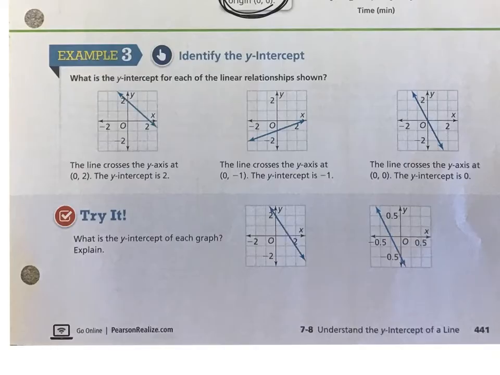Example 3 is identifying the y-intercept by inspection. So in each of these 3 examples of graphs, you have a line that is already plotted on the grid. You'll notice that the line crosses both the x-axis and the y-axis at different places. So by looking at where each line crosses the y-axis, you can identify the y-intercept. In the case of the first graph, you'll notice that it crosses the y-axis at 2, which means the point is 0, 2, because the x number in that ordered pair is 0, and that means the y-intercept is 2.